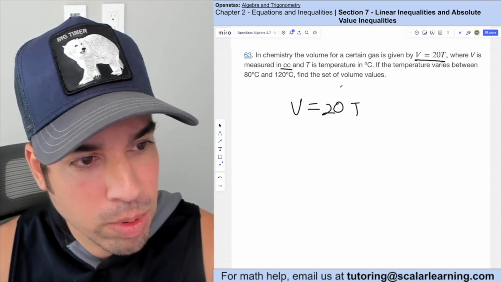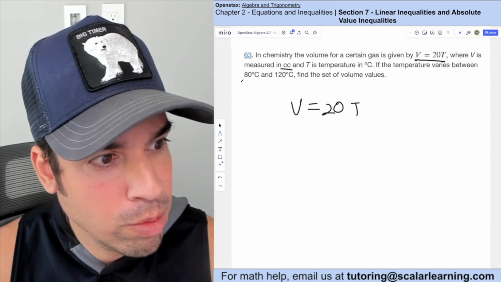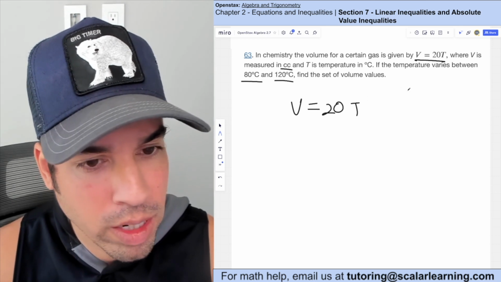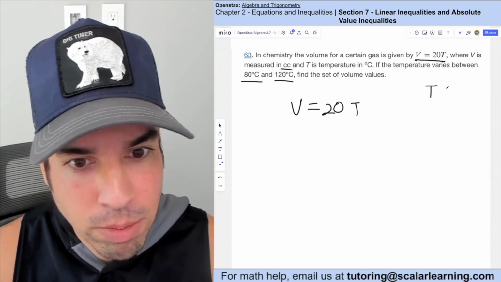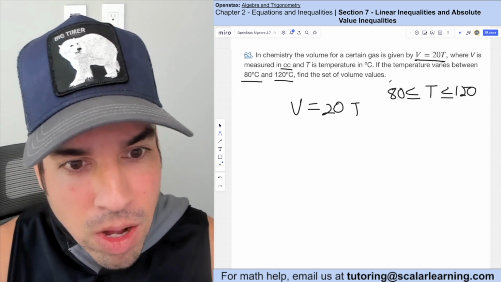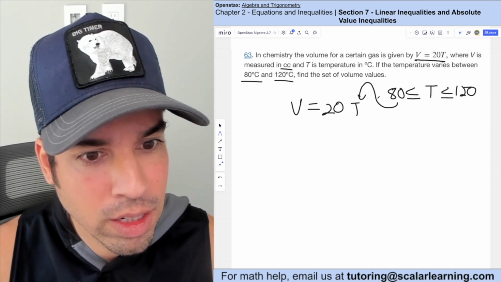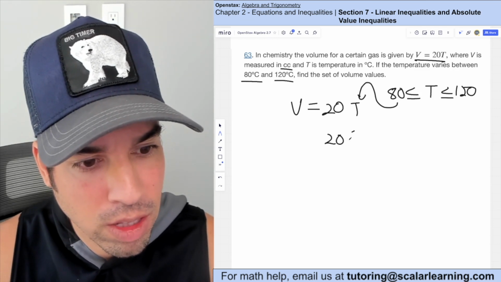In chemistry, the volume for a certain gas is given by V equals 20T, where V is measured in cc's, cubic centimeters, and T is measured in Celsius. If the temperature varies between 80 and 120, find the set of volume values. Well, at the lowest, when temperature is 80, you can just plug it in. This will give you the low value.